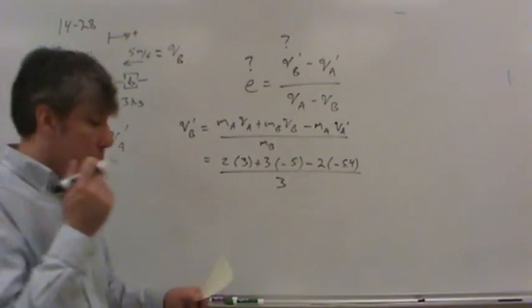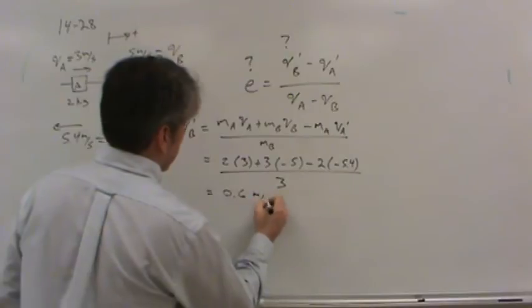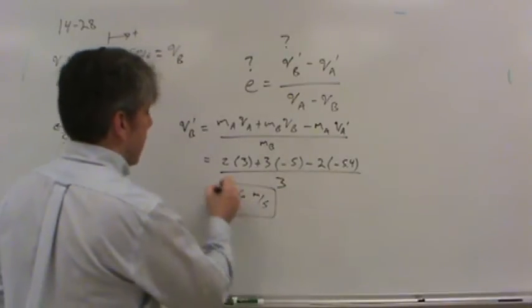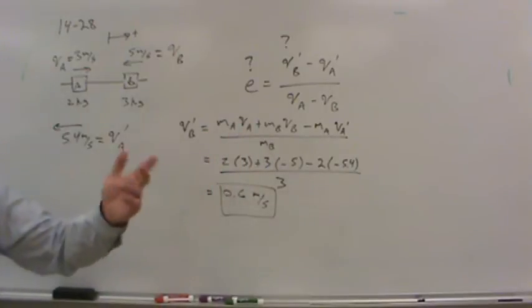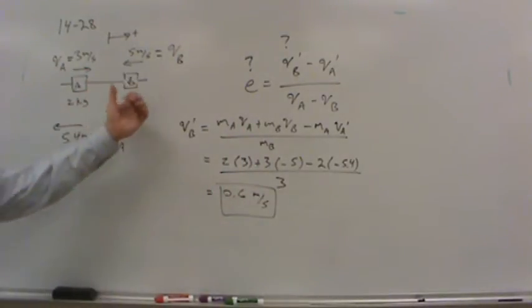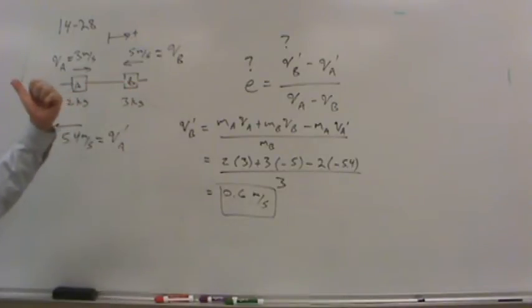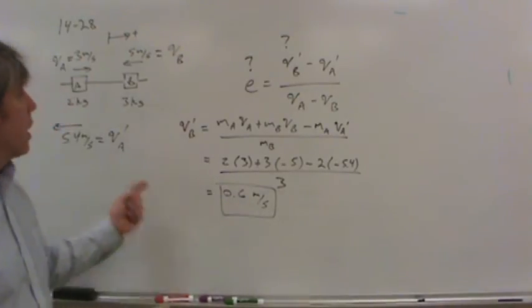0.6 meters a second. To the right or to the left? To the right. How do you know it's to the right? Because it's positive. That's right. You could get a negative number out of this equation depending on the details of what's going on here. In fact, if B was very, very massive, it wouldn't be a surprise that B would just continue on, right? And A would sort of just bounce off. It's kind of like a bullet hitting a tank, right? The tank's going to just keep moving. So 0.6 meters per second, and that is to the right.